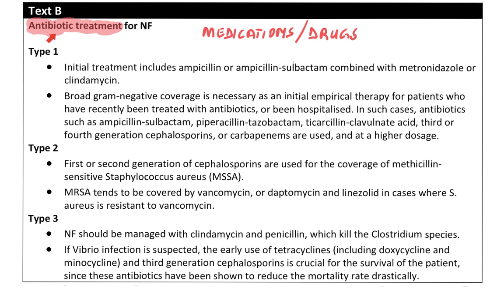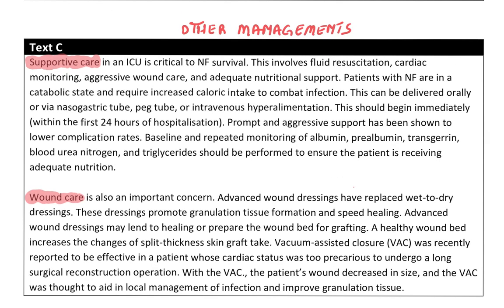Text B is about antibiotic treatment. So we label the text as medications or drugs because we can find a lot of antibiotics in the text. All right. In text C, we can see supportive care, wound care. So we have explained if it's not about medications and it's about other interventions, then we are referring to text C. So we label it as other management.